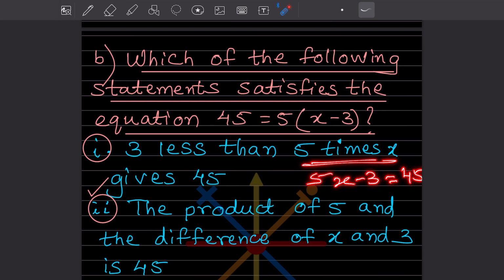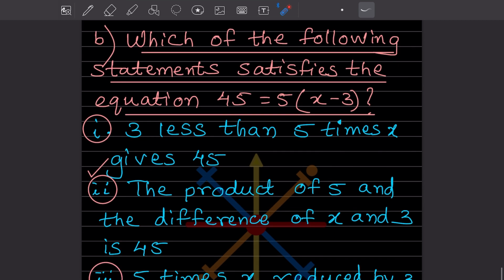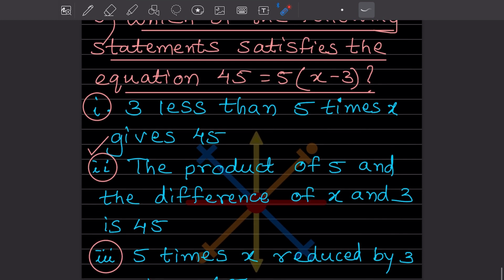So this is not possible, because this should be 15. The product of 5 and the difference of x and 3 is 45. Product of 5 and the difference. Now the difference of x and 3 will be x minus 3. Product means we are going to multiply this by 5. So 5 into x minus 3 is 45, means is equal to 45. So here the 45 is given at the start.